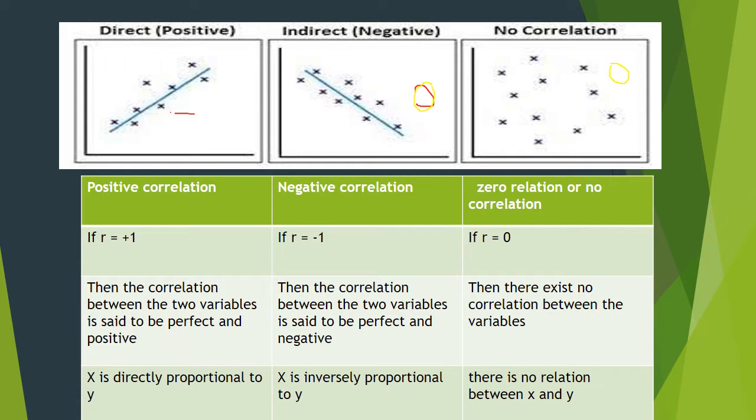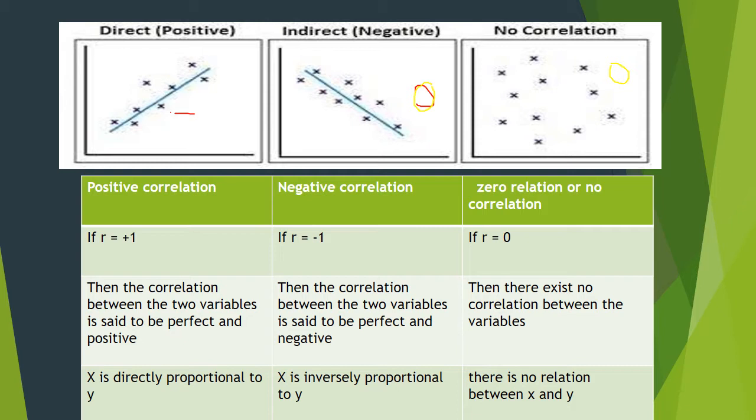Here we shall discuss a diagram and chart for positive correlation, negative correlation and zero correlation. If R equals +1, then we say that there is a positive correlation. When R equals -1, we say that there is a negative correlation. When R equals 0, we say that there is a zero correlation or no correlation.